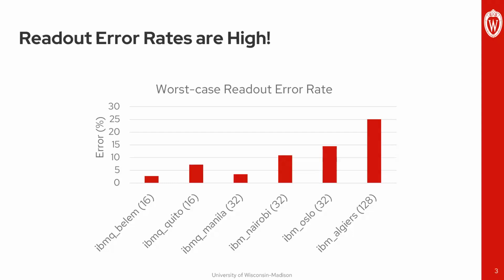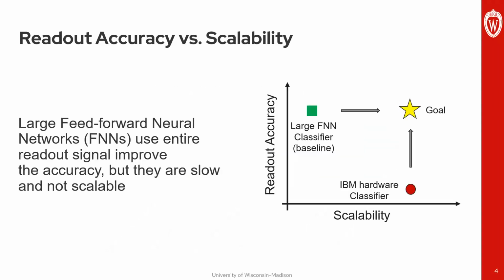This graph shows the worst case readout error rate on different IBM quantum computers. The baseline design that we compare our work against enables higher accuracy by feeding the entire readout signal to a very large neural network. But this approach is not scalable because of the complexity of the hardware used to implement the feed-forward neural network. So we aim to design a readout classifier that is accurate and hardware efficient.